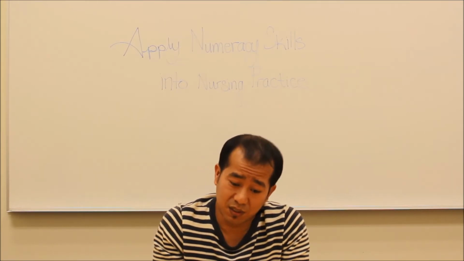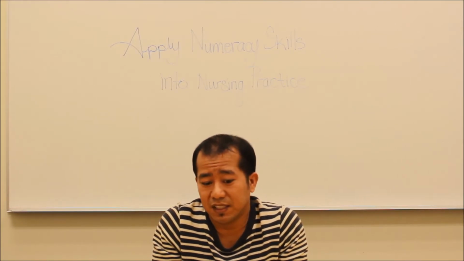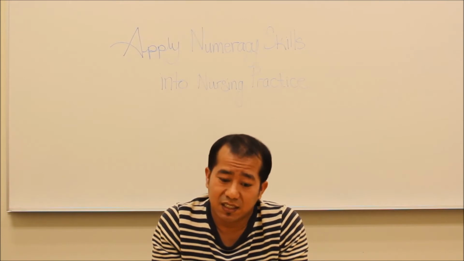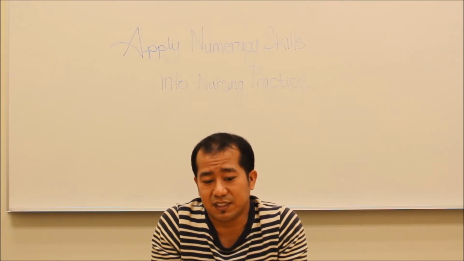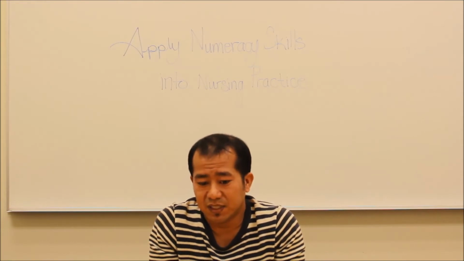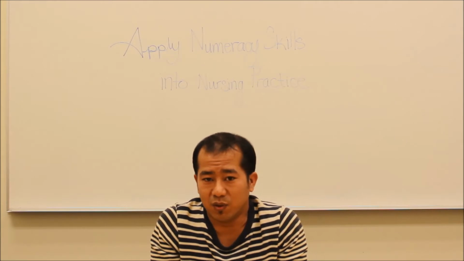The numeracy skill we also use is the system of measurement, which means that there are numerous systems of measurement, such as gram, milligram, microgram, and at the same time kilogram and pound.